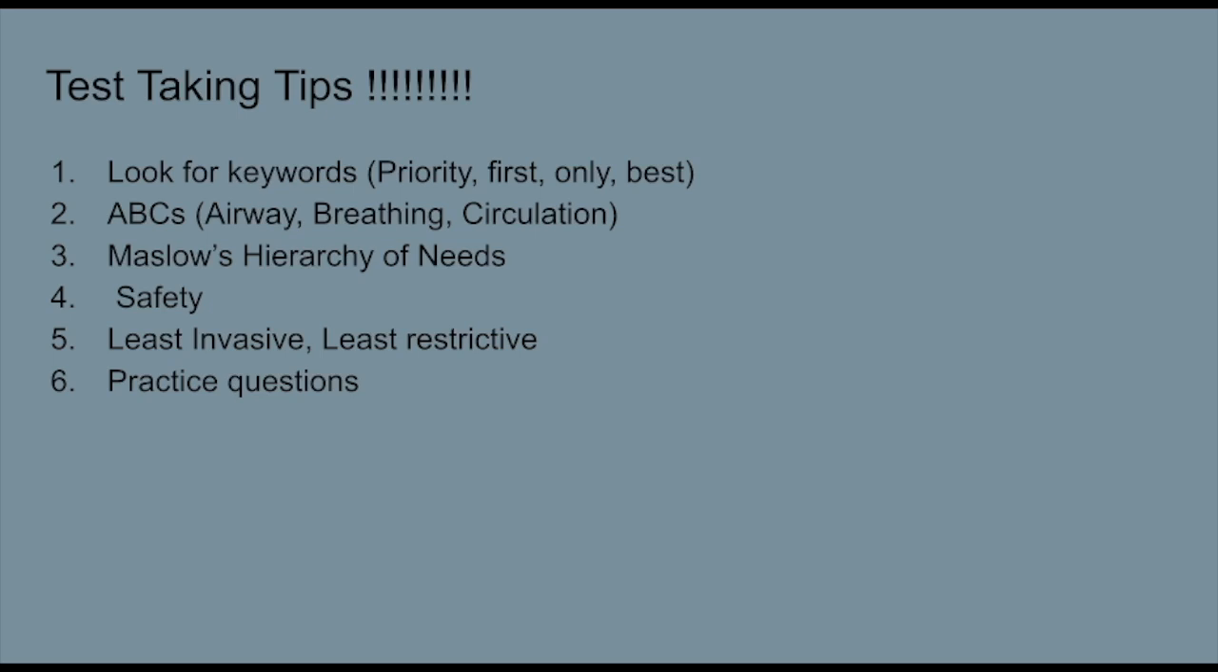Then we have the ABCs: airway, breathing, circulation. When you're helping a patient and the answer choices are talking about priority, well, saving the patient's life or making sure the patient is in great condition is the priority. And we do this by making sure they have the necessities they need to actually be alive, which is airway, breathing, circulation. Then we have Maslow's hierarchy of needs: safety, least invasive, and least restrictive.